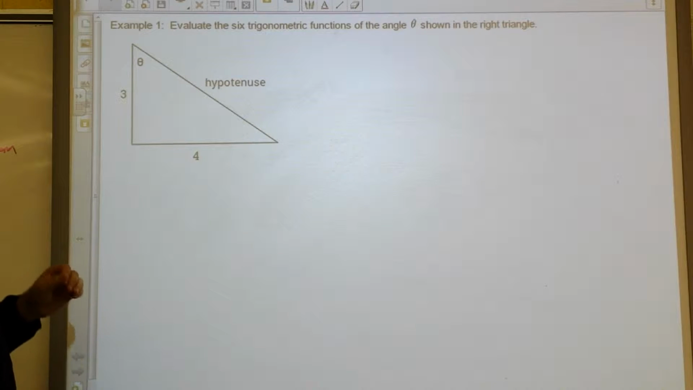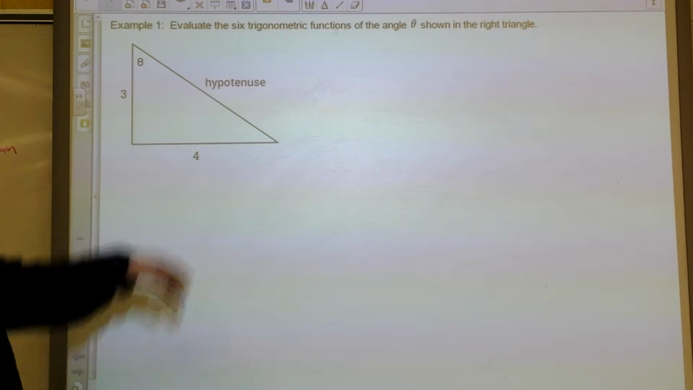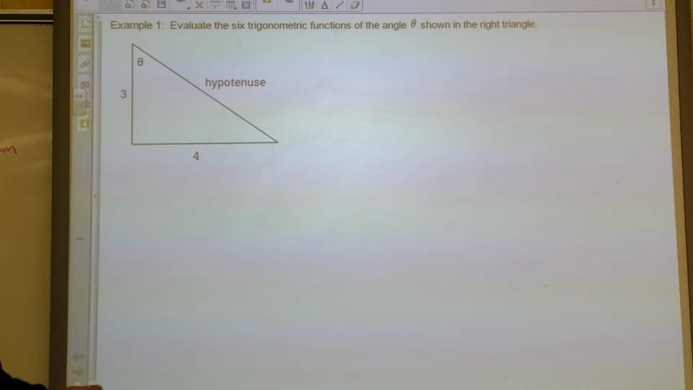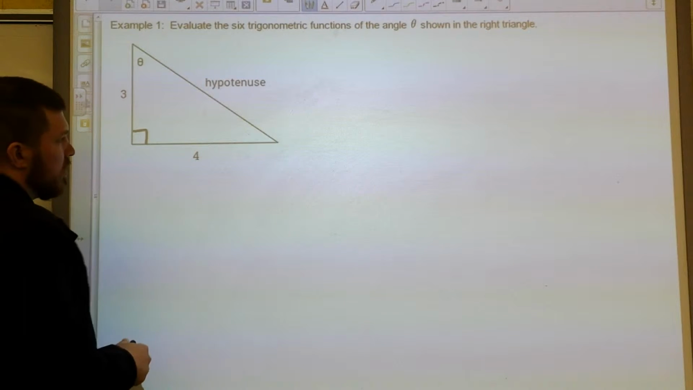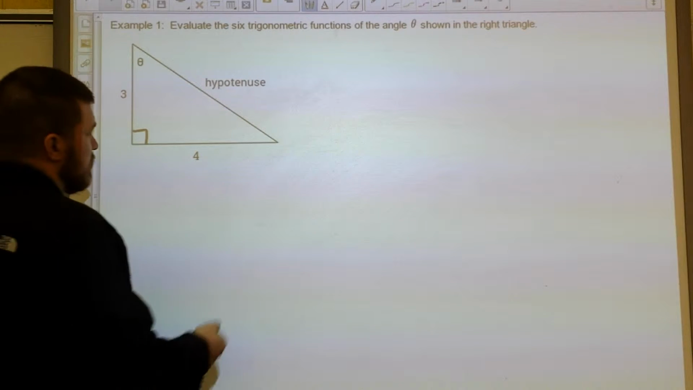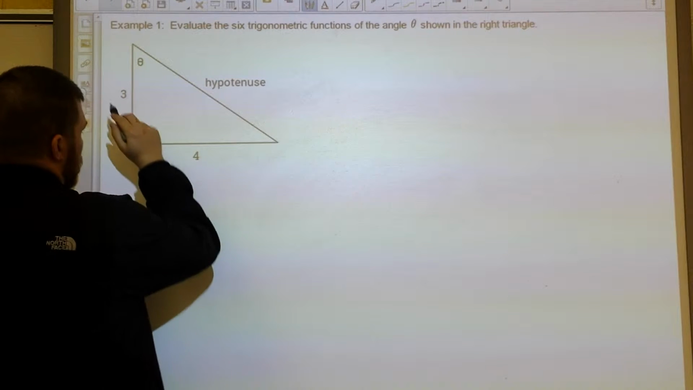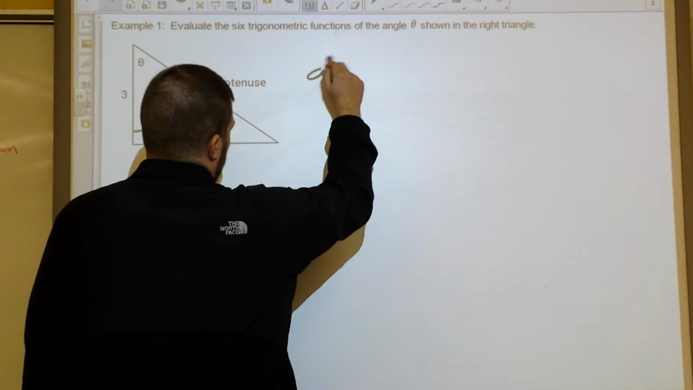We want to evaluate the 6 trig functions of the angle shown here. So we have a hypotenuse. Now, since we're going to do all 6 of these trig functions, and some of those need the hypotenuse, I'm going to go ahead and figure out what the hypotenuse is using the Pythagorean theorem. So anytime you have a right triangle, we're going to use the Pythagorean theorem. So I have a squared plus b squared equals c squared.